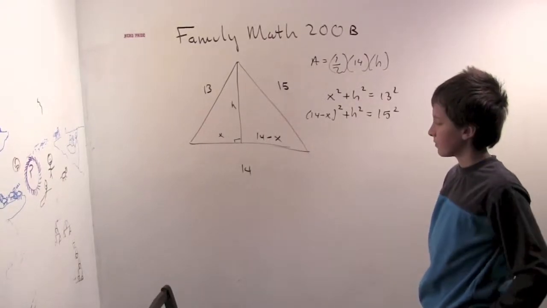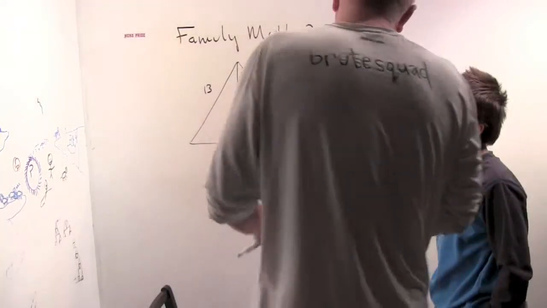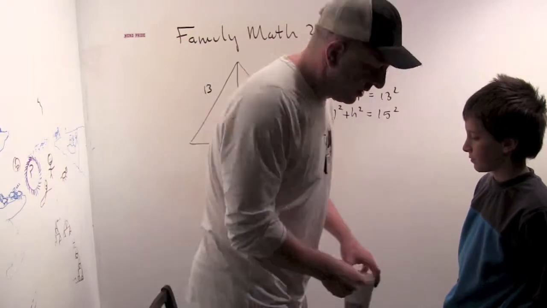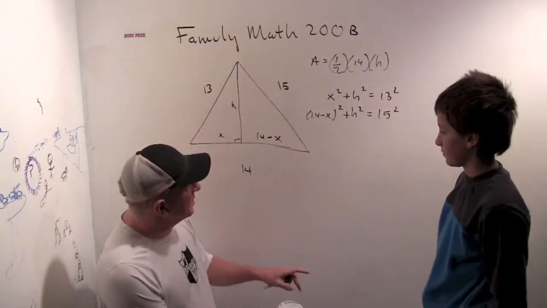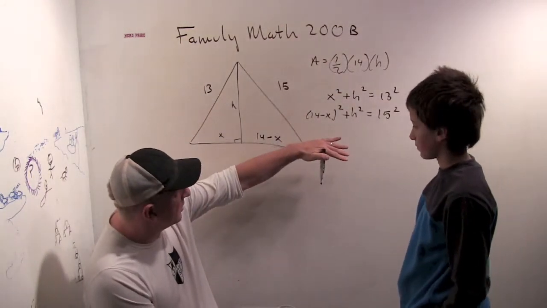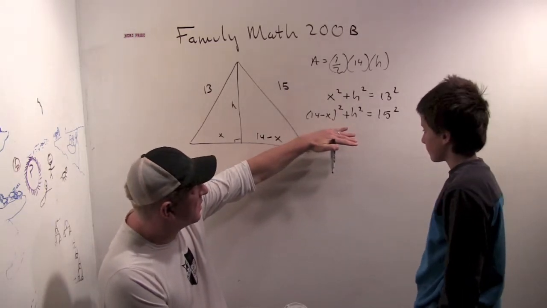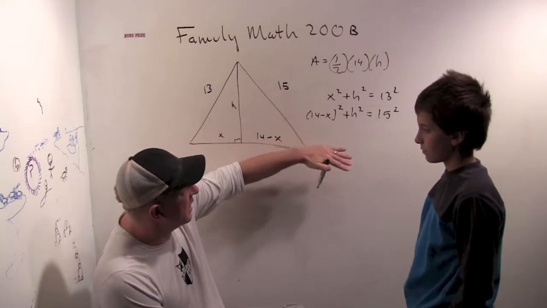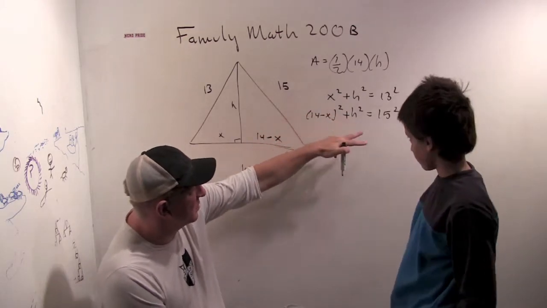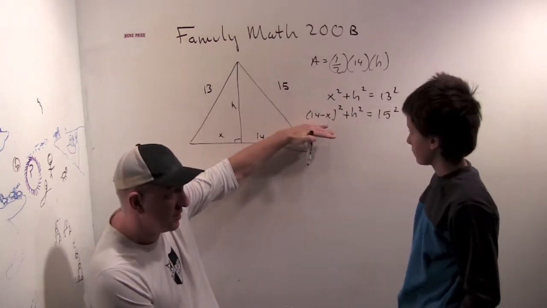Okay, so here's part B. So your idea to subtract here is a good one. And we're going to try to see how we can use our knowledge of algebra to help us avoid a lot of tricky computations. Notice I haven't multiplied anything out yet, not even 13 squared and 15 squared, and certainly not (14 minus x) squared.